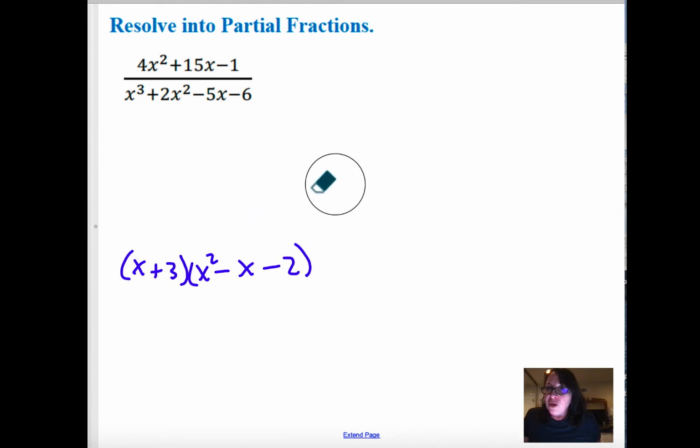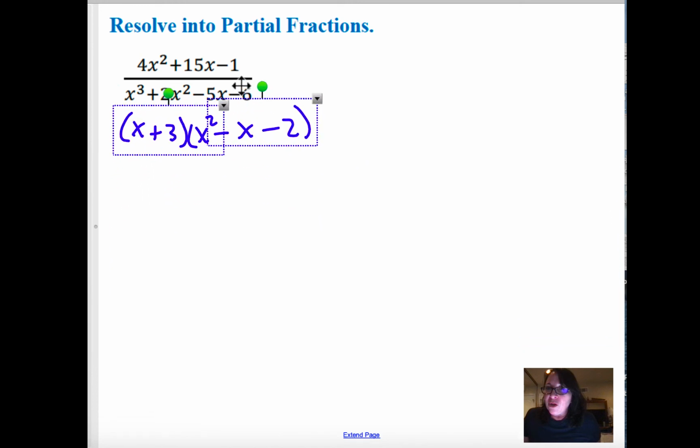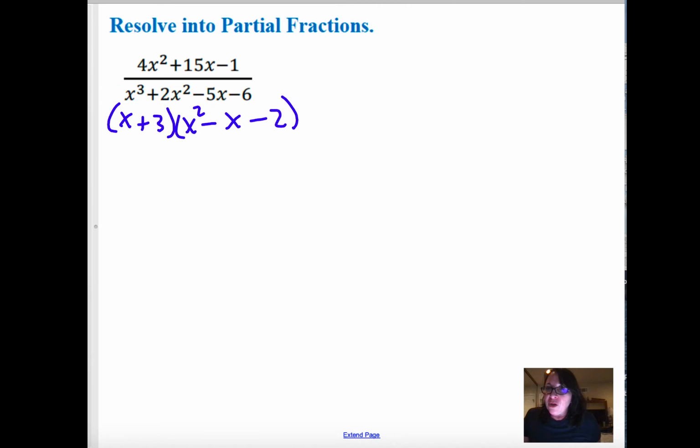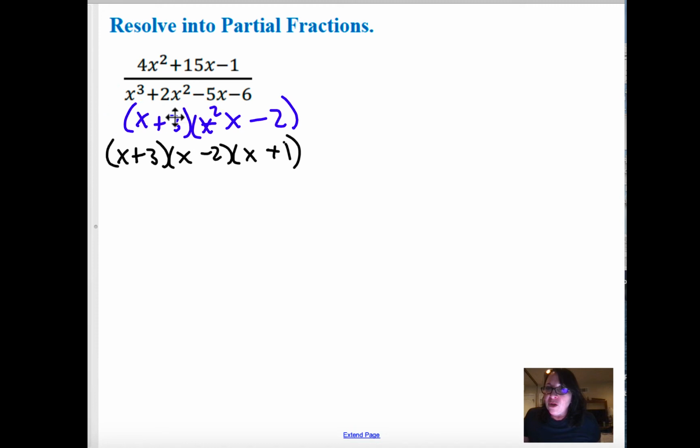Goodbye. If you didn't get a chance to copy that down, just rewind, right? So this is what this equals, but remember, this can be reduced again. x plus 3, and then factor that. So we've got x minus 2, and then x plus 1, right? Okay, so now those are my values, completely done. So I guess maybe, can I move this? Let's see. Do I need to? Nah, let's leave it. Okay.